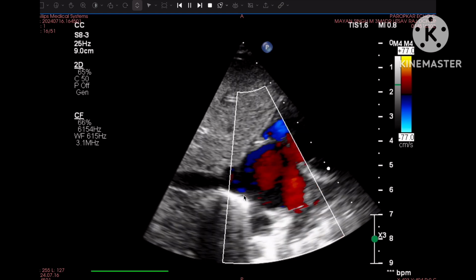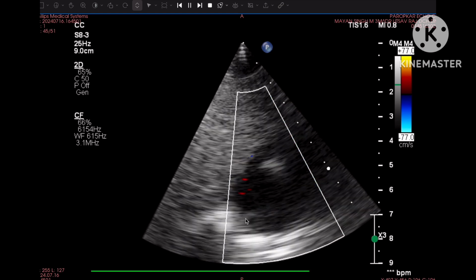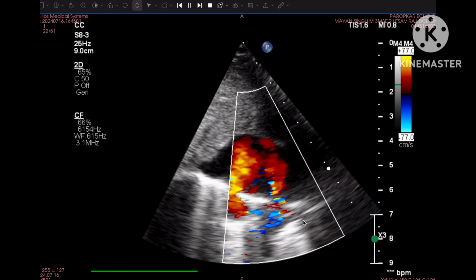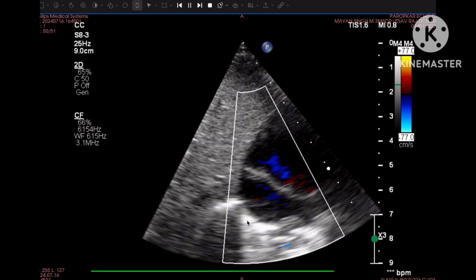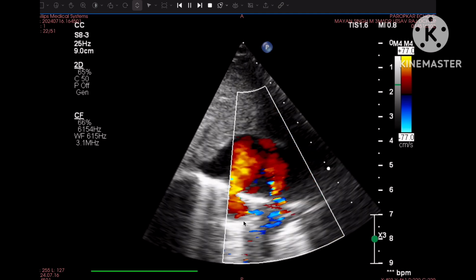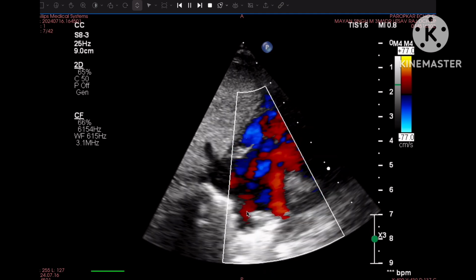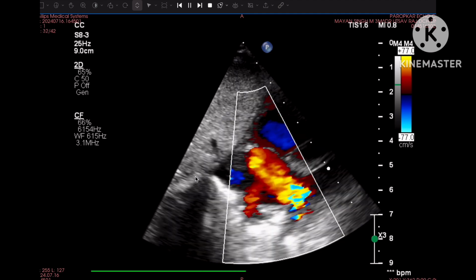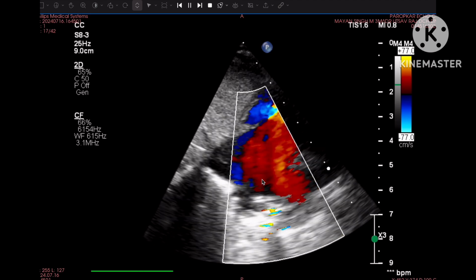If you do not know how to make this bicaval view, then you will miss this kind of ASD. Only thing you have to remember, you are getting flow from SVC, IVC and left atrium. Then the third one must be left atrium, if any chamber is there. Same image. This is left atrium, this is ASD. This is IVC, inferior vena cava, and this is superior vena cava. This is bicaval view.